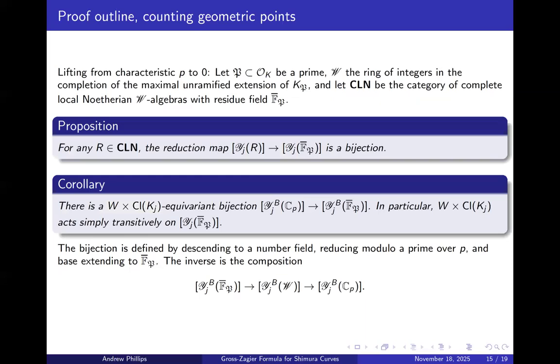Just one interesting thing to finish on, which is this reduction map. If you take, for example, complex numbers and descend to a number field, reduce mod a prime and base extend to F_p bar, that reduction map actually is a bijection. You can uniquely lift a CM-QM abelian surface in characteristic p to characteristic 0. And the key fact there is using that CM normalization condition I mentioned earlier on.